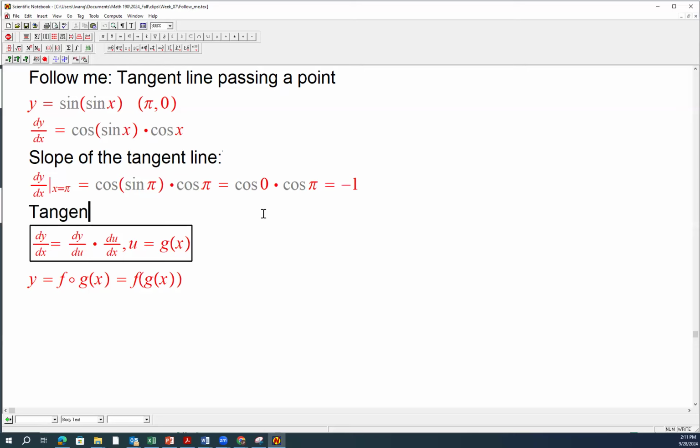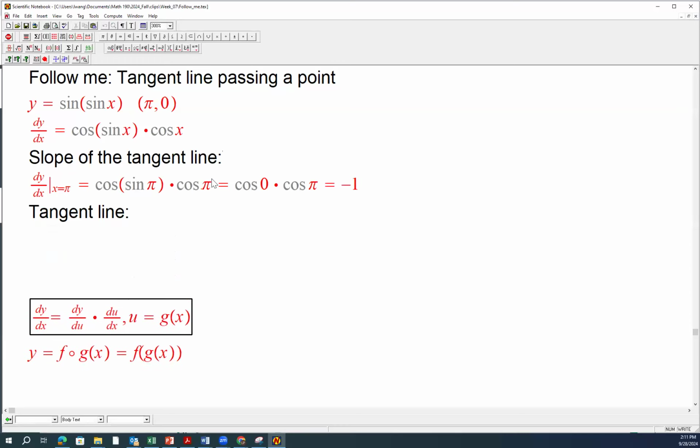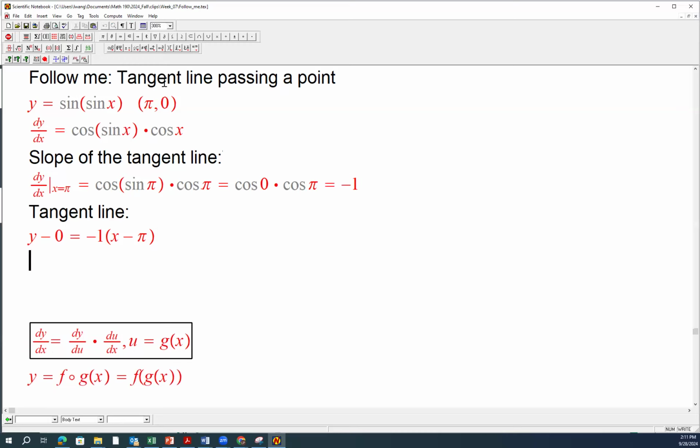And the tangent line is, point slope formula, right? So y minus 0 equals the slope multiplied by x minus pi, right? The point is right here, right? So finally, the tangent line is y equals -x plus pi. And we're finished. We're done.